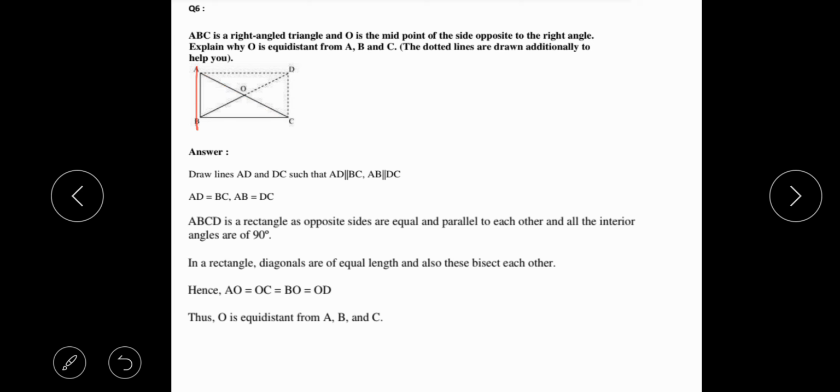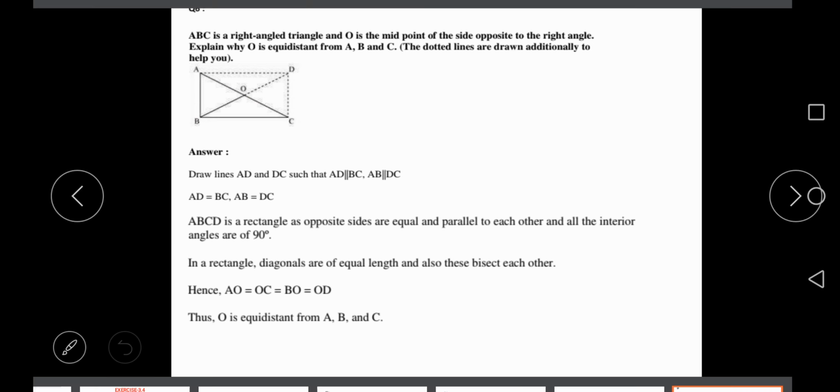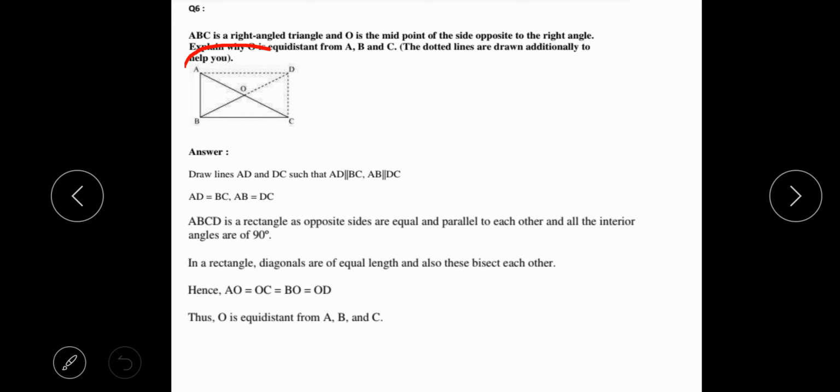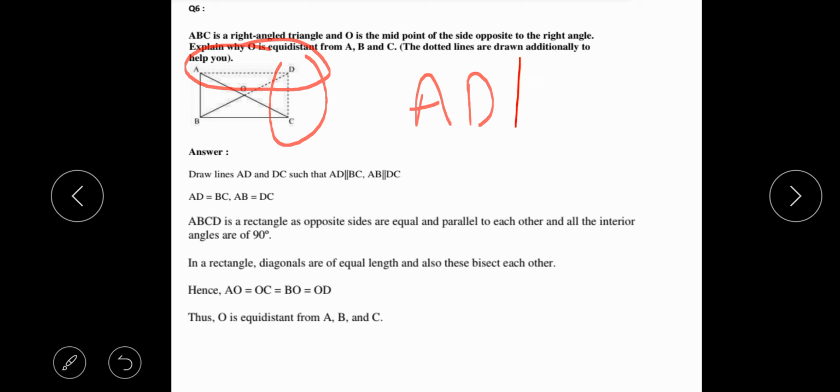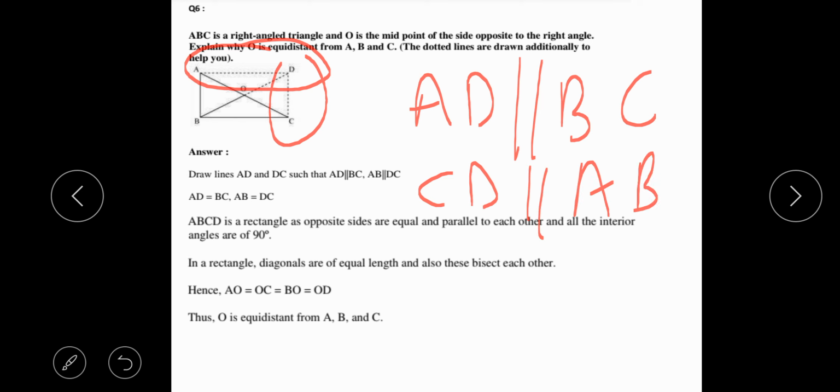So here we have to make some construction. Firstly, draw lines AD and DC such that AD is parallel to BC, and draw a line CD parallel to AB. So AD is equal to BC and AB is equal to DC.